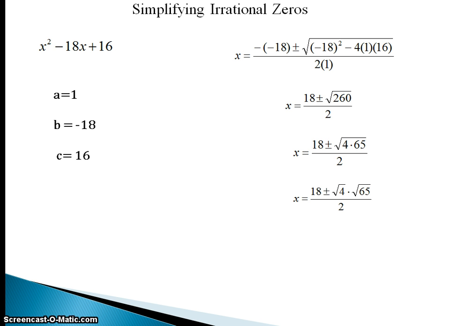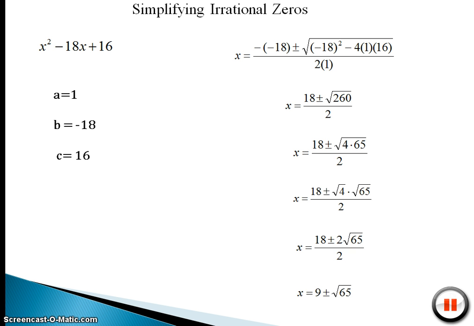Then we're going to separate the two radicals and simplify even further. We know that the square root of 4 is 2, so we end up with 18 plus or minus 2 times the square root of 65. The square root of 65 is as far as we can go with simplification without making it a decimal, and we do not want to make this a decimal. That whole thing is divided by 2.